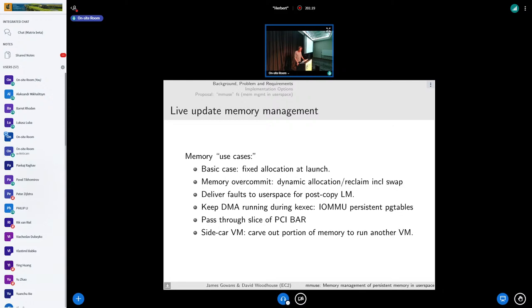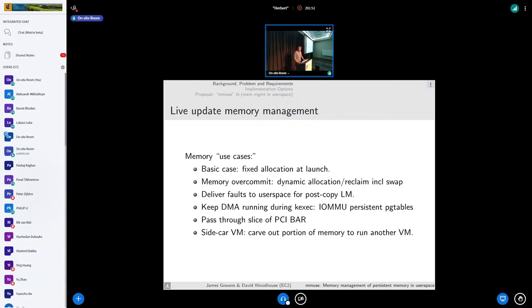trying to get a bit of a flavor for what could be involved here, the basic case would be we want to allocate a virtual machine with a chunk of memory. Maybe you want to give it 8 gigabytes of RAM, pre-allocate all of that memory, and then after live update, be able to restore that same memory to the virtual machine. It should also be possible to do things like memory oversubscription, so dynamically mapping and unmapping pages on demand as needed, including potentially host swap and making that swap state survive across live update as well.